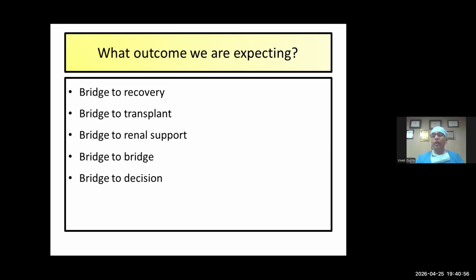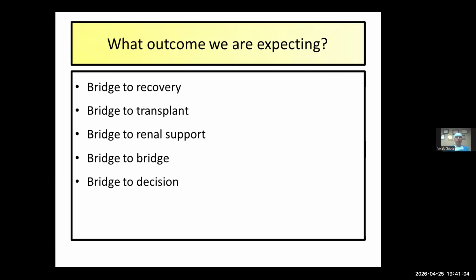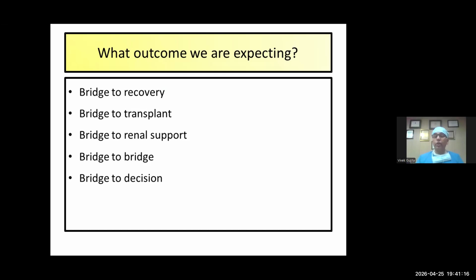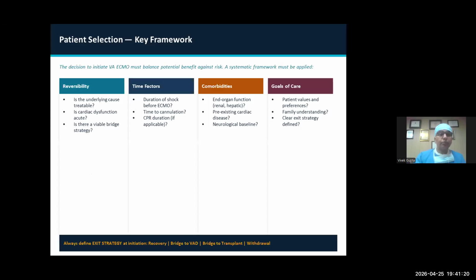So what outcome are we expecting? The first thing we always think of is bridge to recovery, that the patient will recover once the primary problem recovers. Or if not responding, then bridge to transplant or some other support, like renal support in cases of dialysable toxins or other issues. Bridge to another long-term device, and bridge to decision: when you don't reach any conclusion, you buy time for making a decision.